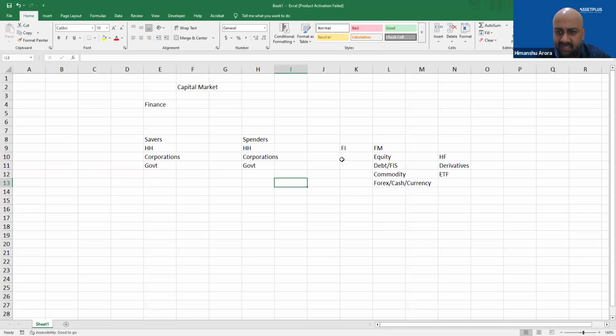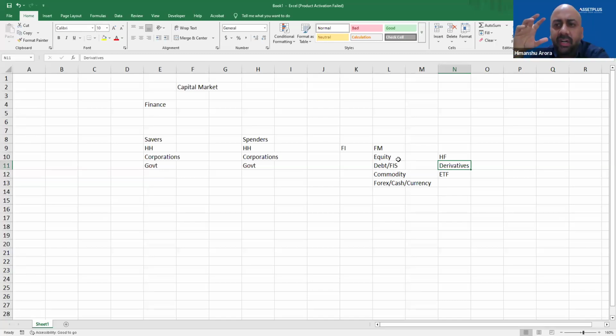So we have talked about 4 asset classes: equity, fixed income securities, commodity, and forex. Now let us start talking about all these asset classes. Let us set the agenda for the day. First, we will talk about an introduction to all these asset classes, and then we'll talk about derivatives as a product. This is something that we have to cover today.